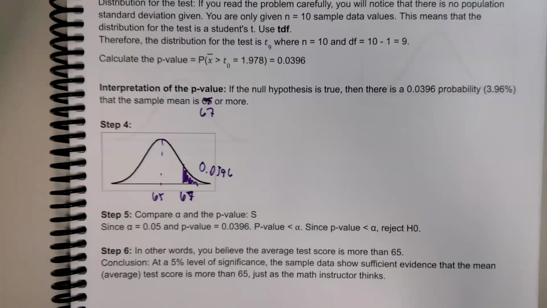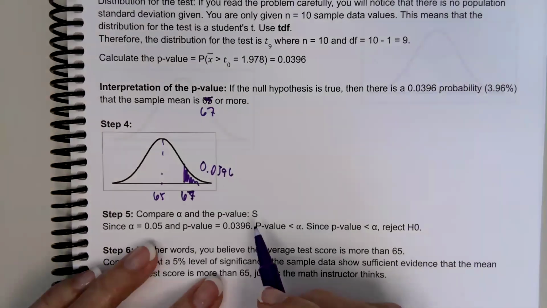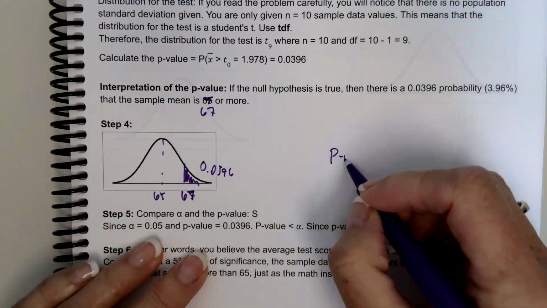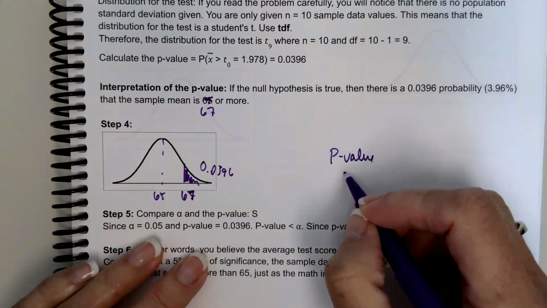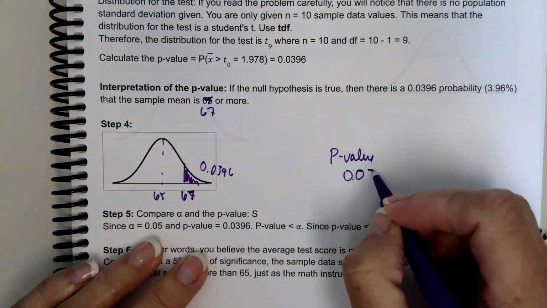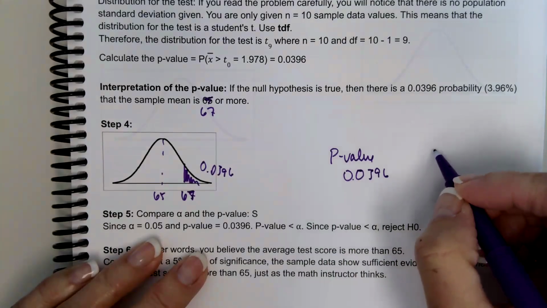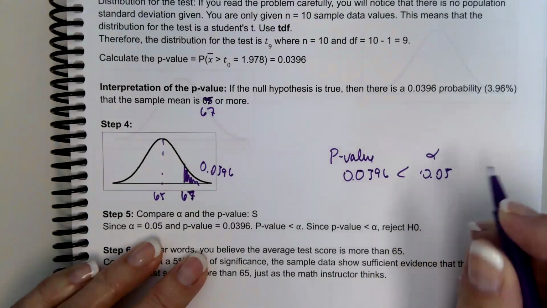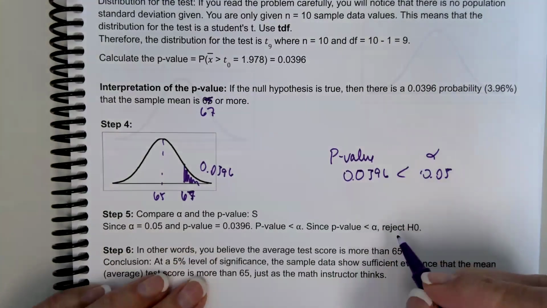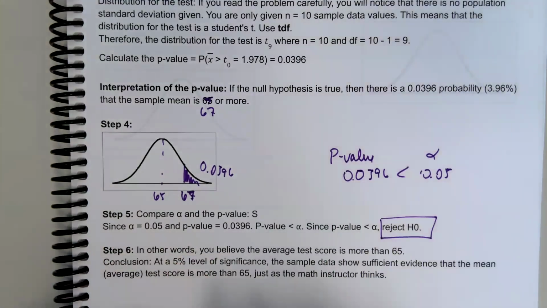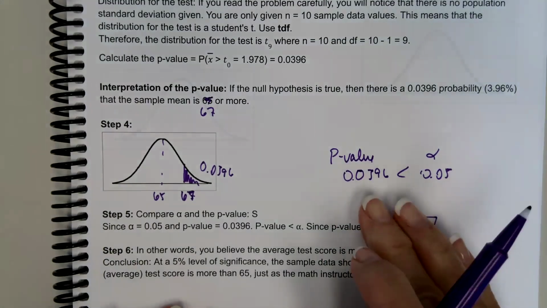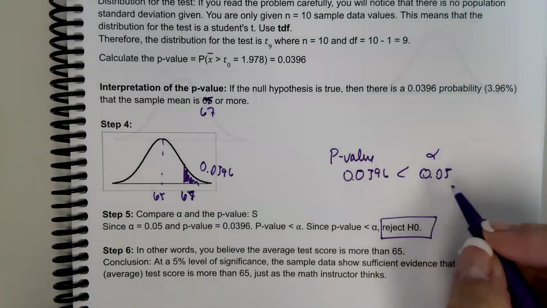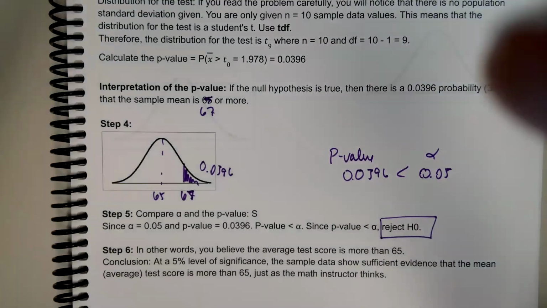So step 5 is asking us to compare the p-value. We always compare our p-value, in this case 0.0396, to alpha. Alpha is 0.05. And because it's less than, we reject H0. When you're using the p-value, it's always: if your p-value is less than your alpha, that's always the rule. And then step 6.